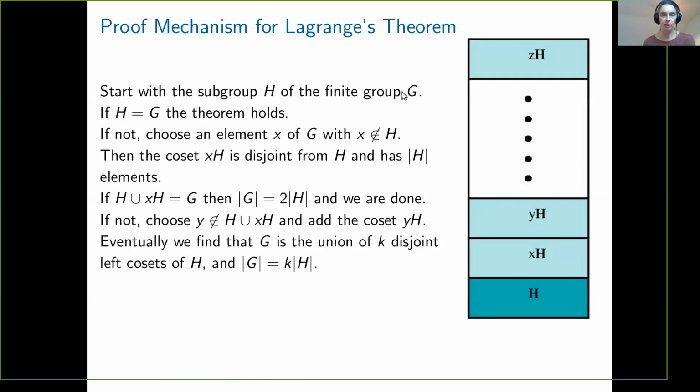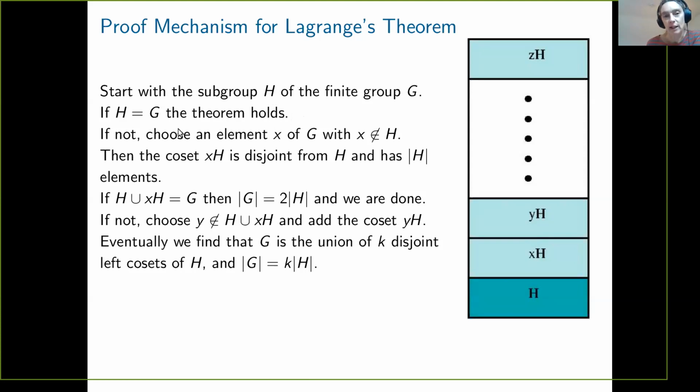But that's the setup. We have a finite group G. It has a subgroup H. What we're trying to prove is that the number of elements in H must divide the number of elements in G. G is finite, so it has a number of elements. So first possible case that could happen, if H is actually all of G, then certainly the theorem holds because the order of H and the order of G are the same number, they divide each other. So that's the easy case and it's not really saying anything.